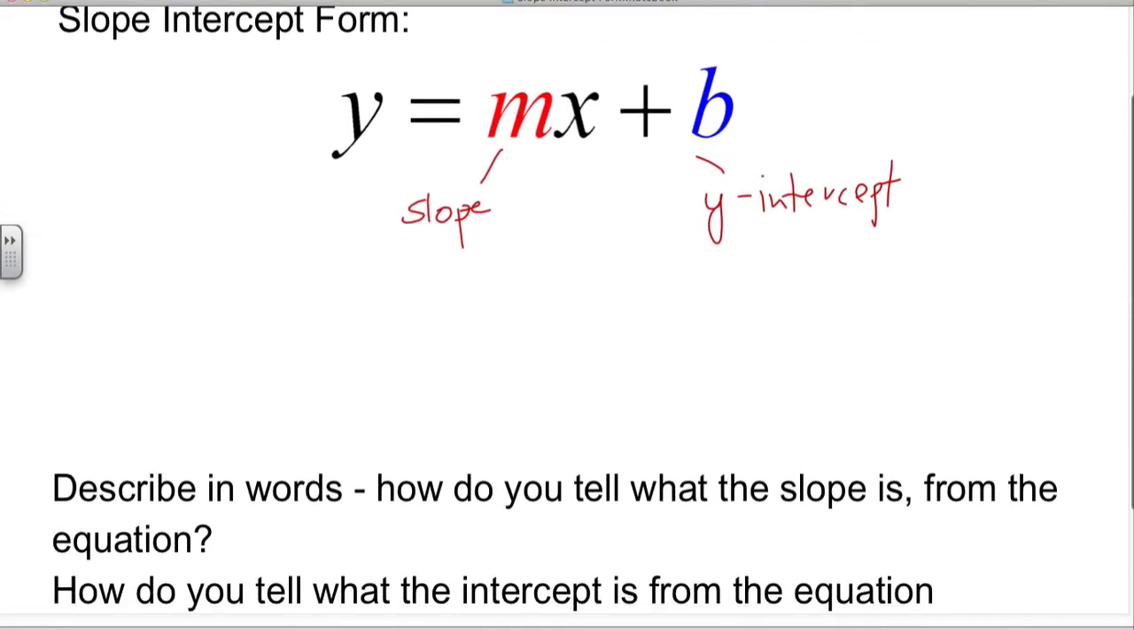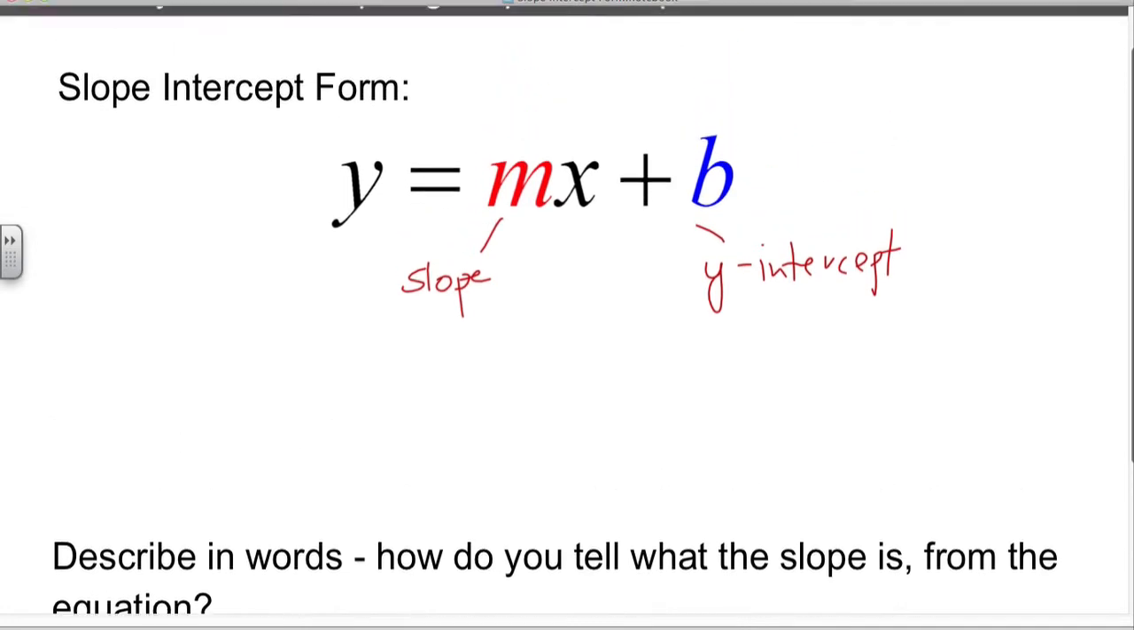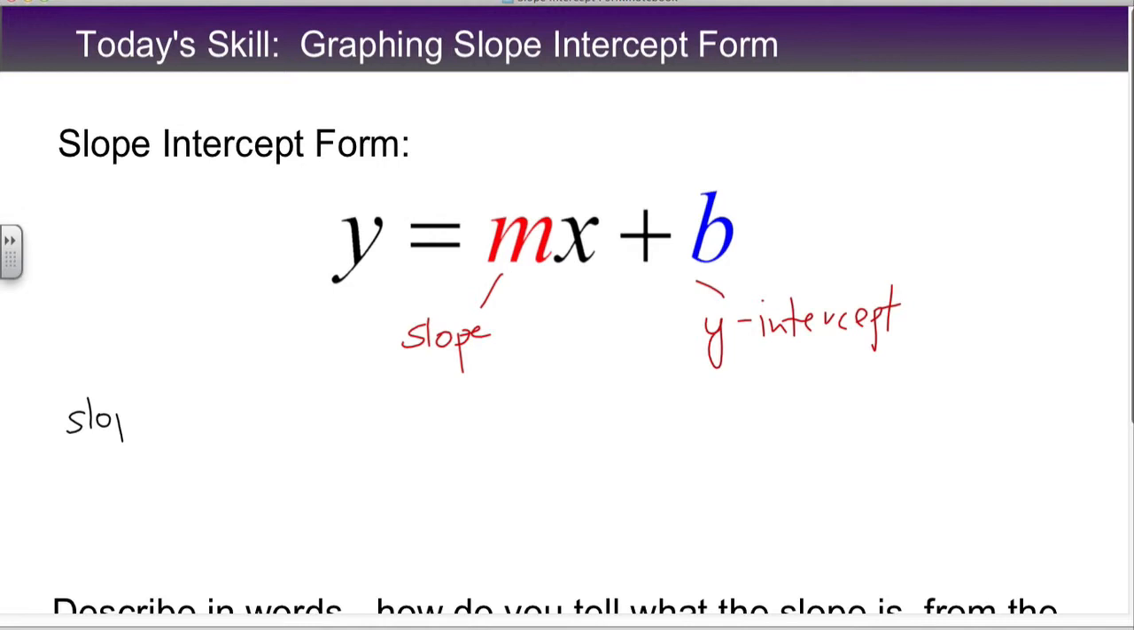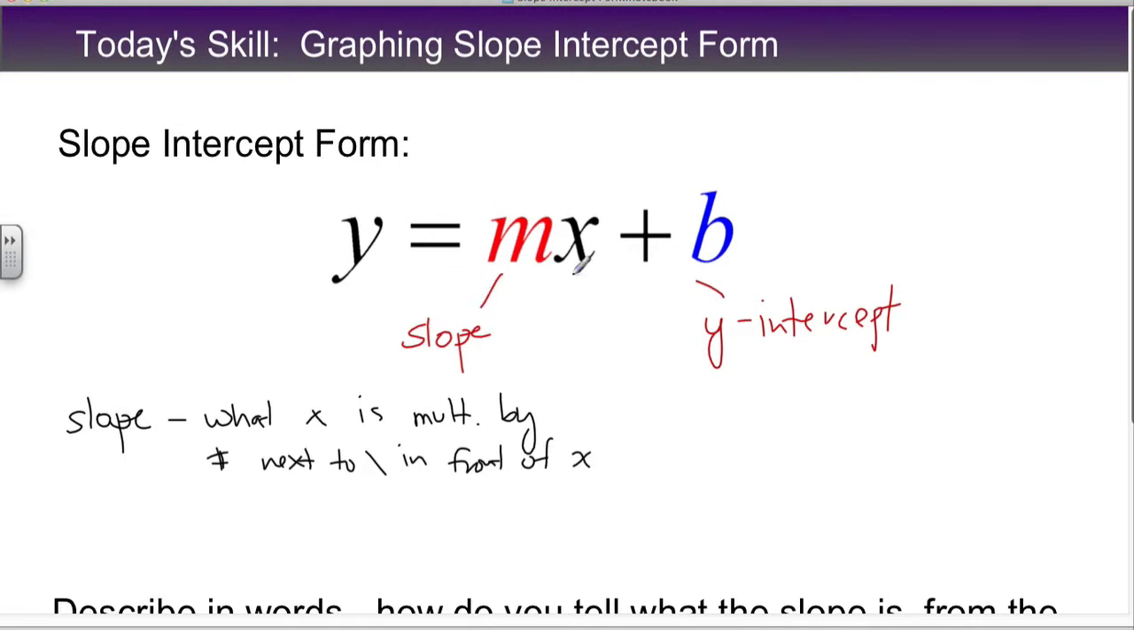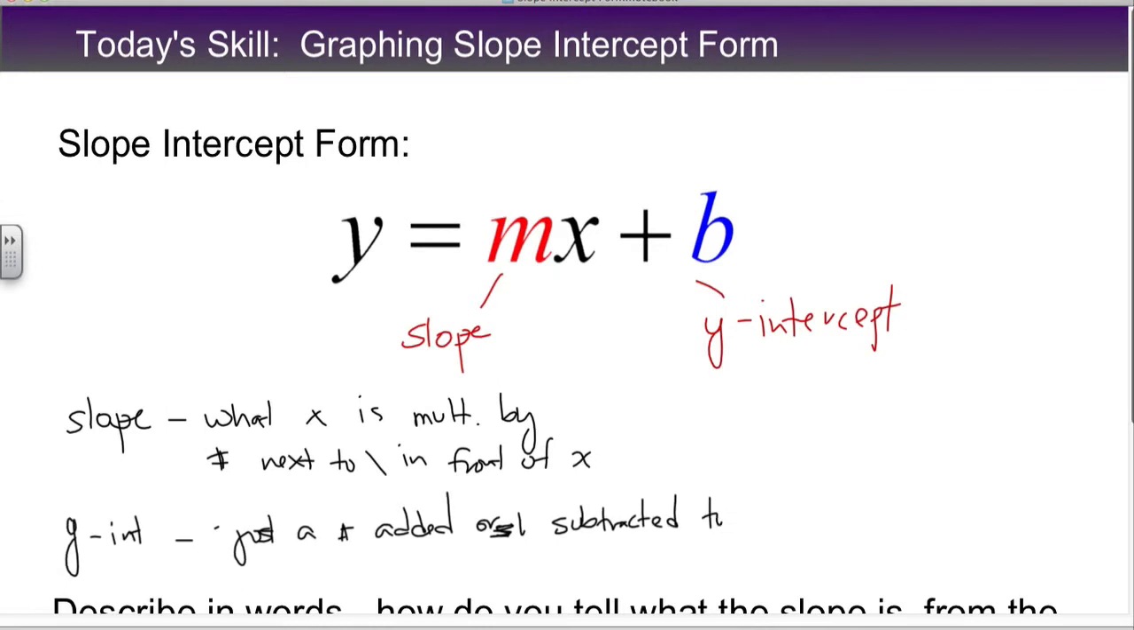And then I asked you guys to describe how you can tell what the slope is from the equation and how you tell what the intercept is from the equation. And so what we came up with was a few things. We said slope is what x is multiplied by, or the number next to or in front of x. But we have to be careful about that because sometimes if that number is 1, we might not always see that number. And then the y-intercept, we can tell it's just a number that's added or subtracted to the x term. So sometimes it'll be positive, sometimes it'll be negative.